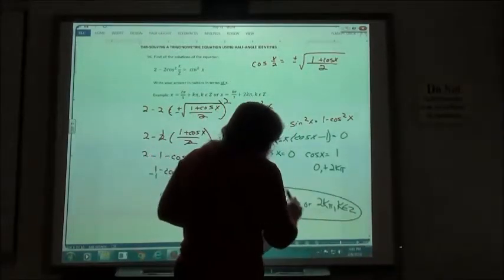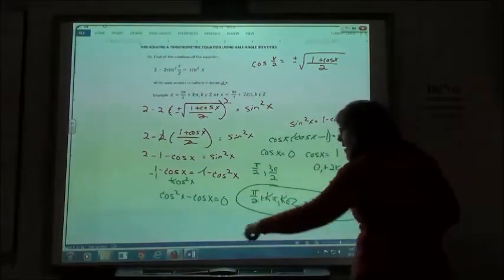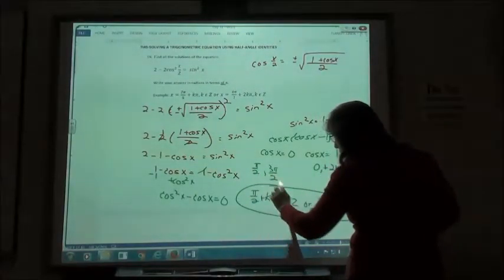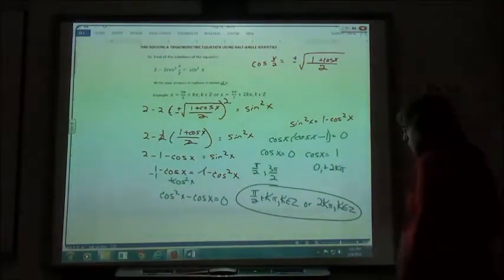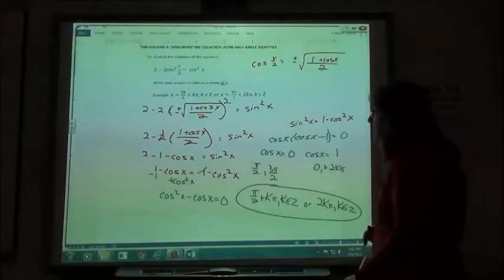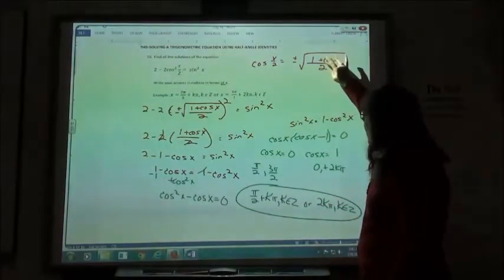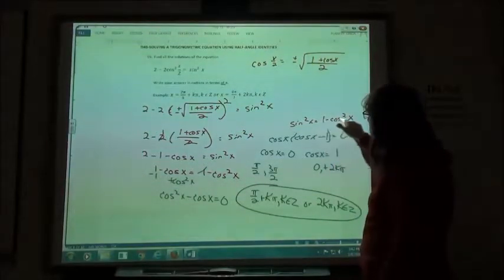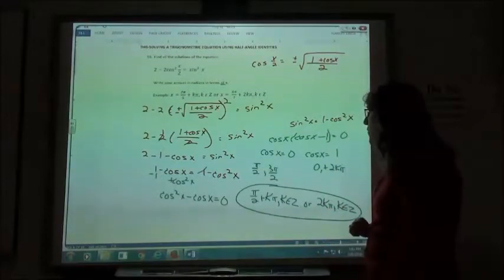So our answers, we either have pi over 2 plus k pi to combine those two into 1, or we have just the 2k pi, because 0 plus 2k pi is still 2k pi, with k being an element of z. So not only did we have to use our half angle identity, we had to use one of our Pythagorean identities to substitute in order to solve that all the way.